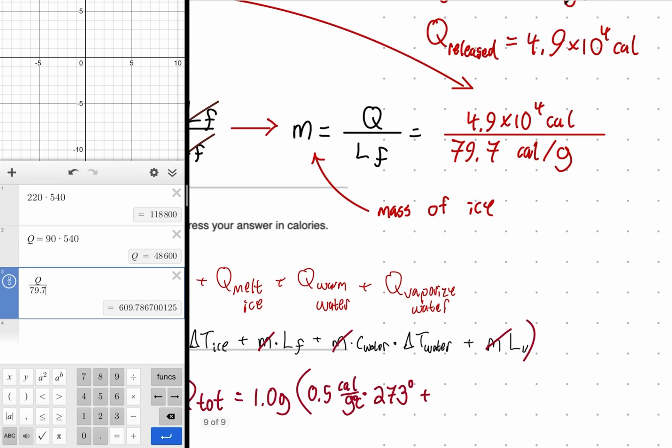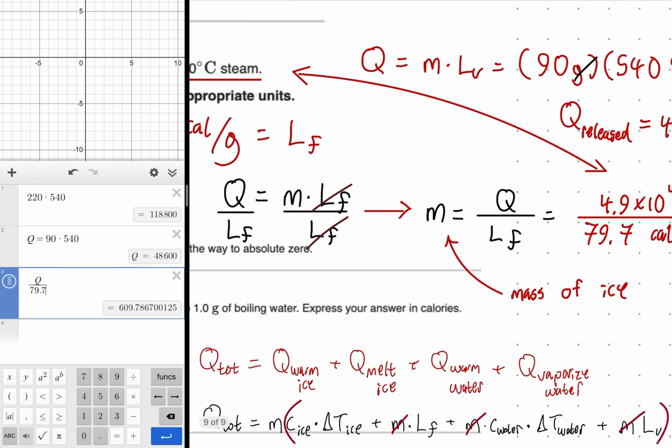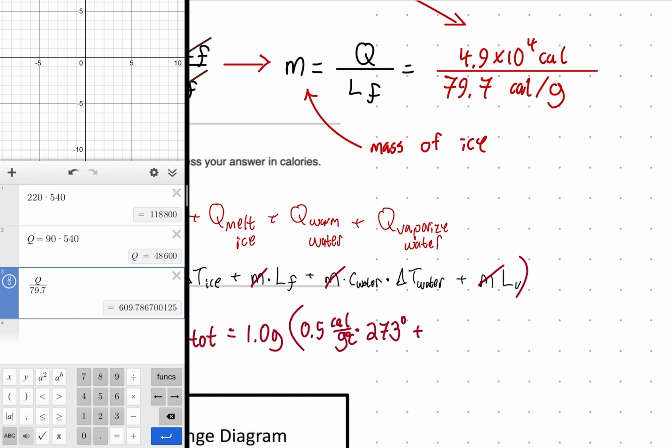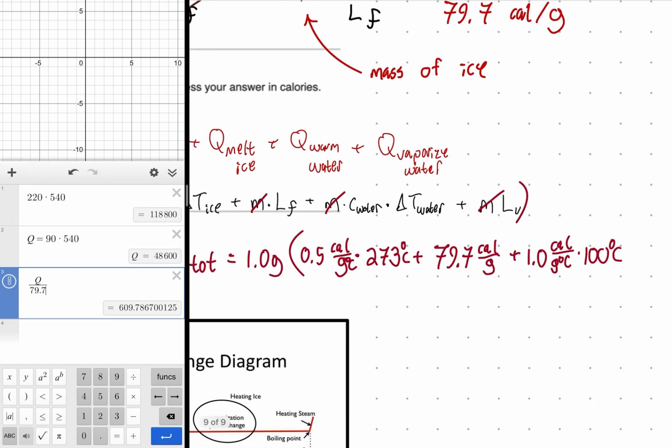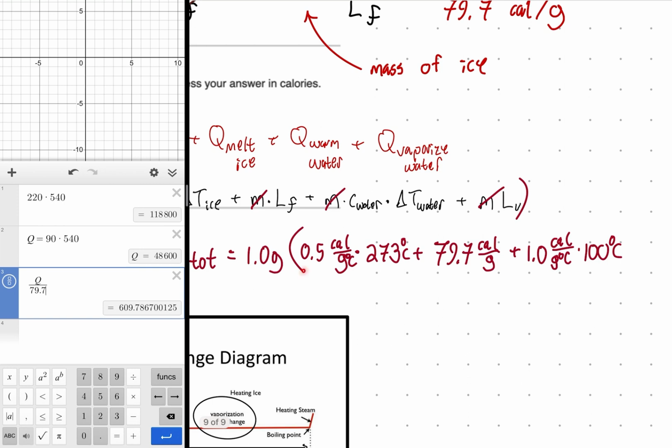This is going to be that smaller one, the 79.7, so close to 80. Like I was calling it 80 calories per gram, see the units. And then the water one, which is just 1 calorie per gram degree Celsius times 100. Again, it has to be positive, because we're adding energy. So all 4 of the terms need to be positive. When I say 4 terms, 1, 2, 3, and then the 4th one I'm just about to write, and it's just that one, the LV.